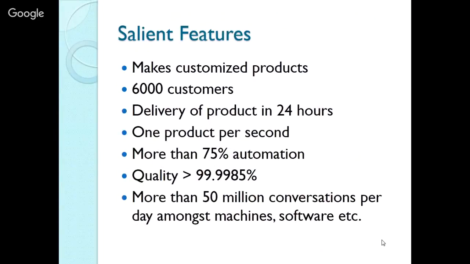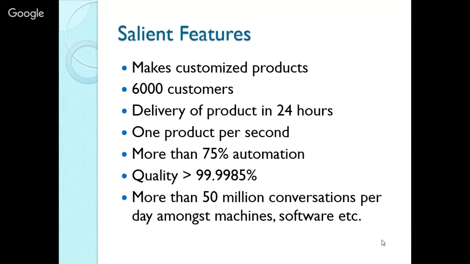Some of the salient features are that this factory makes customized products, where customers order, say, I want a PLC with this specification, which is not normally available off the shelf in the market. So they will order it. And they have a huge customer base of 6,000 customers worldwide. This 6,000 figure I took from a magazine of the American Society of Mechanical Engineers. But I also found in another source a figure of 60,000 customers. So I'm not sure which one is correct, but I'm sticking to 6,000 customers, because making customized products for 6,000 customers is also very difficult.